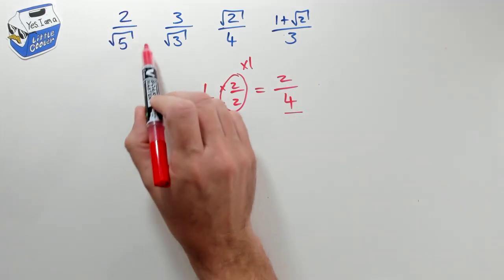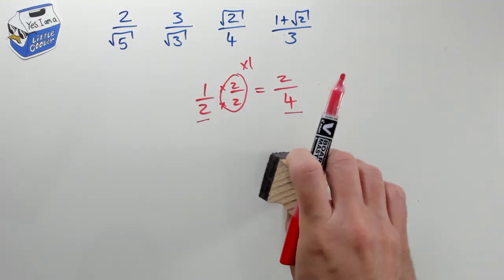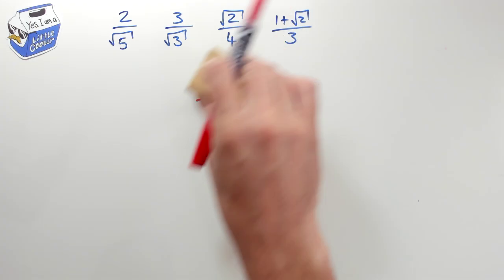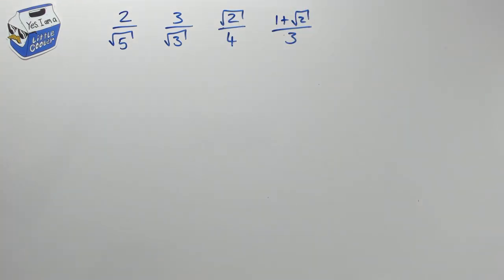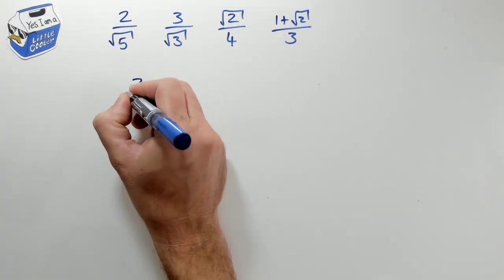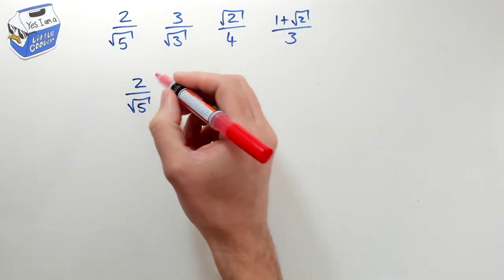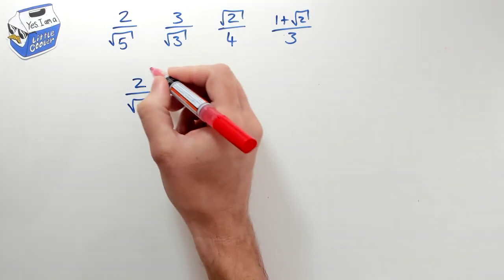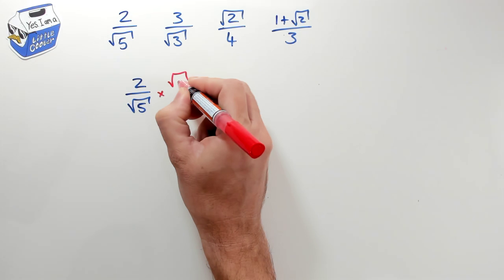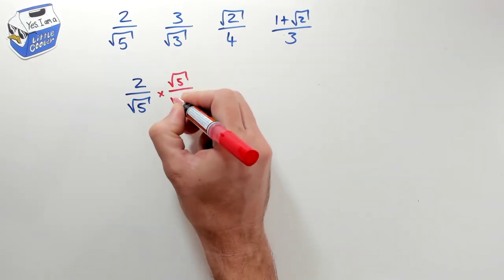I'm going to try and do the same thing here. So let's write down our example. I'll do some color coding. So 2 over the square root of 5. And I'm going to multiply top and bottom by 1, but a special one. So I'm going to do the square root of 5 over the square root of 5.